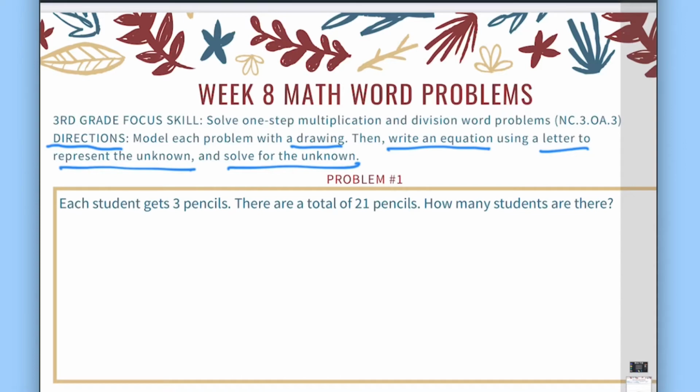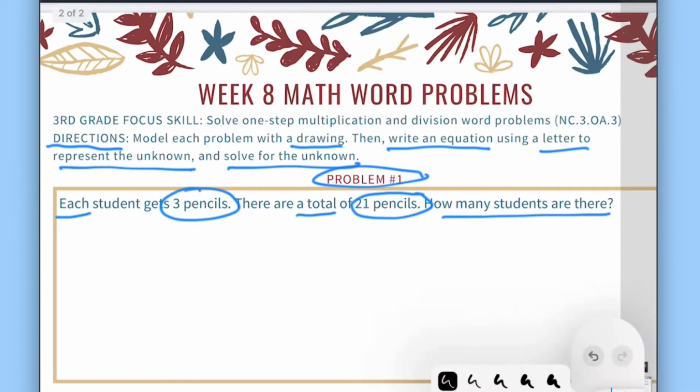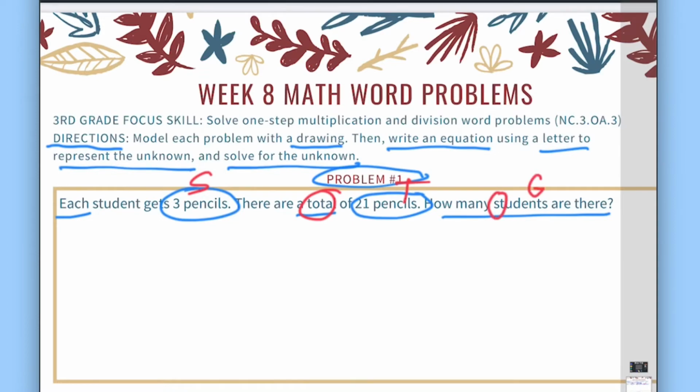The first problem says, each student gets 3 pencils. There are a total of 21 pencils. How many students are there? Now, boys and girls, make sure that we also label the numbers that we saw in the problem. I know that 3 is my size because it says each student gets 3 pencils. Now I already know that my total is 21, and of course, the unknown is your group. Now since the unknown is students, we can use S for the letter, okay?